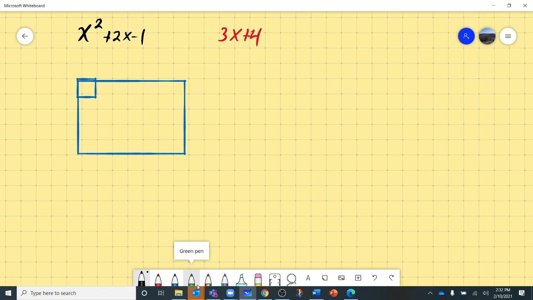Okay. We're going to multiply a trinomial and a binomial. So just a couple of quick vocab recaps or reminders. Monomial is 1. Binomial is 2 terms. We're talking about the number of terms. Trinomial is 3 terms.